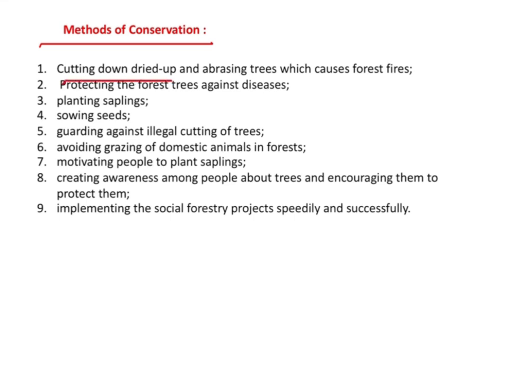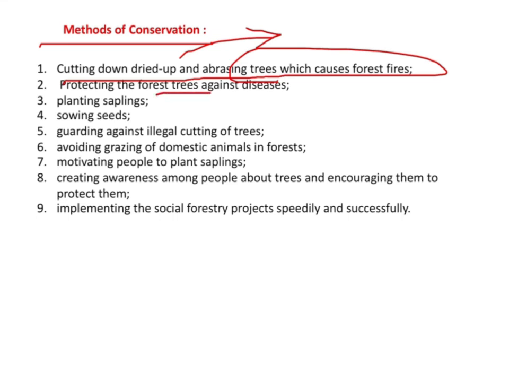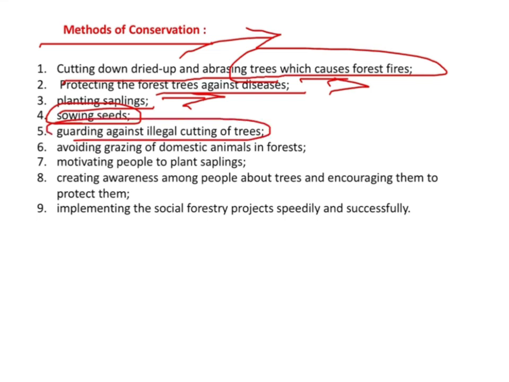Methods of conservation. First one is cutting down dried up and brushing trees which cause forest fire. It means the friction between the dried up trees leads to forest fire, which can be reduced. Protecting the forest trees from diseases. Planting saplings, that is planting small trees, sowing the seeds. Guarding against illegal cutting of the trees.